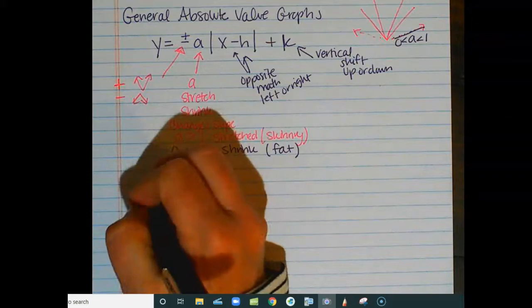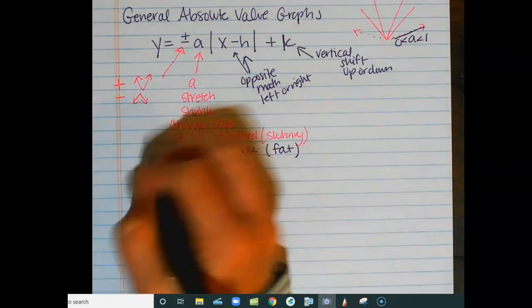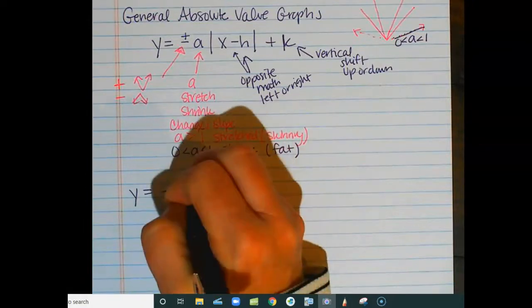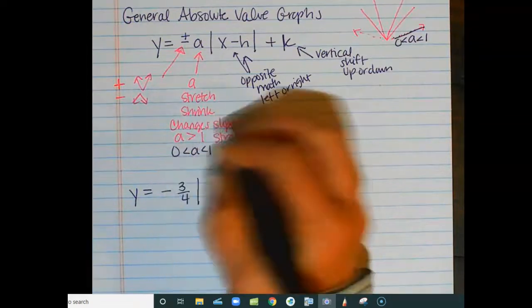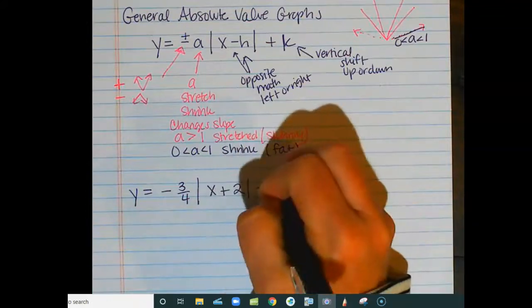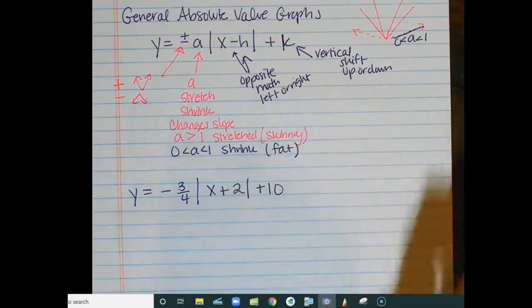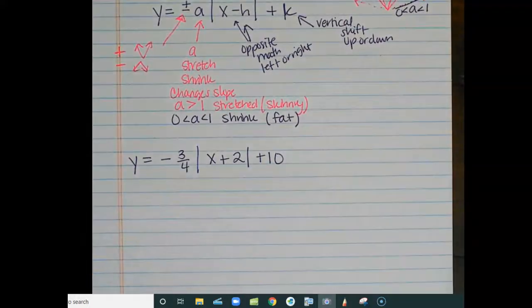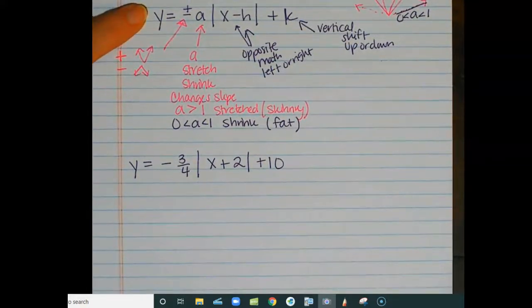Let's look at 2 examples for class for right now and be able to tell what's happening with this graph. So I'm going to say 3/4 absolute value of x plus 2 minus 10. Oh, I'll say plus 10. We'll put some pluses in there. So this is an example, and I have not graphed it. I'm not going to put it in the calculator. I just want to talk about all of these things from the general equation of an absolute value graph. And there's 4 things we're going to do.